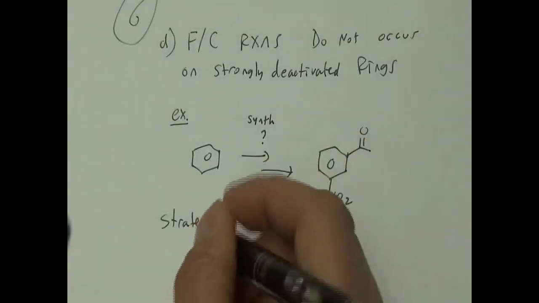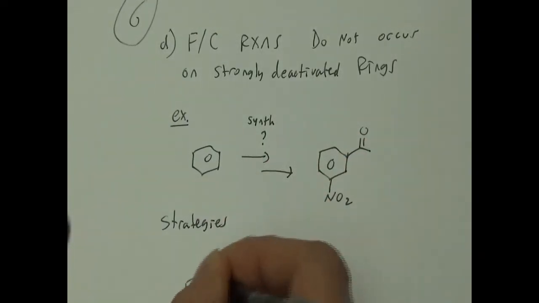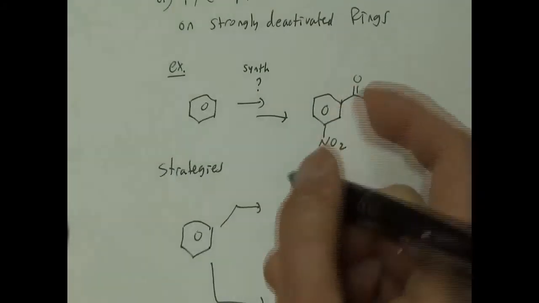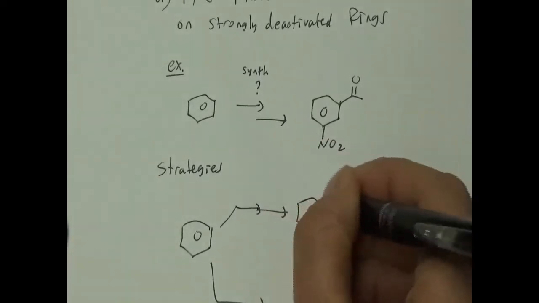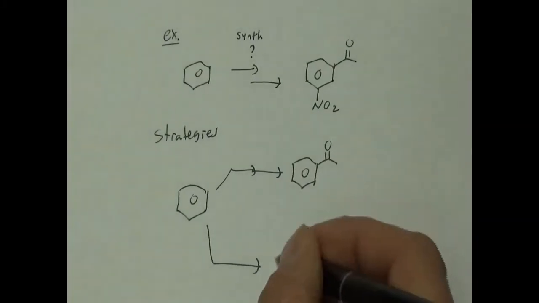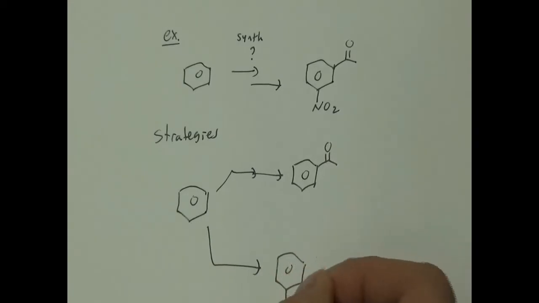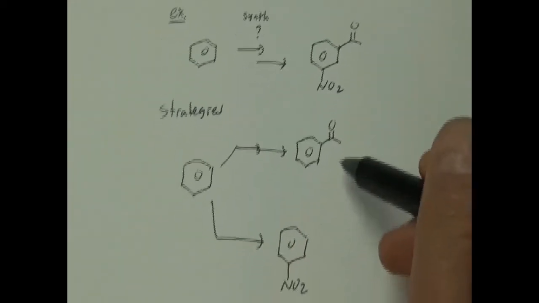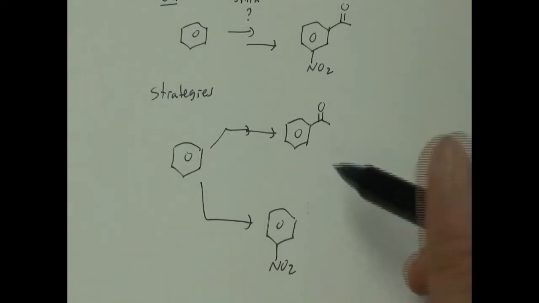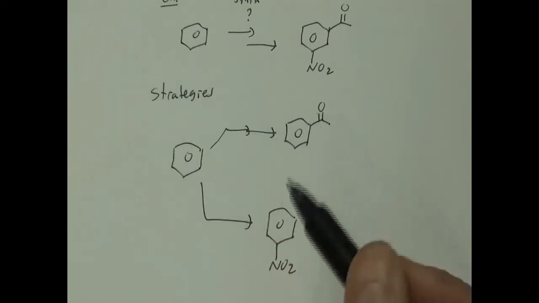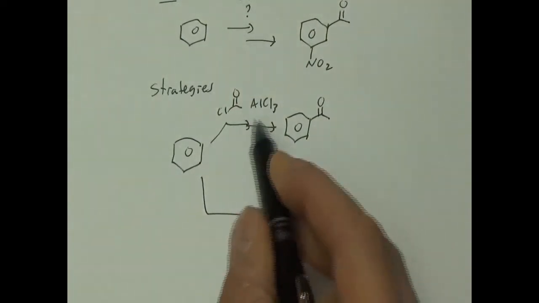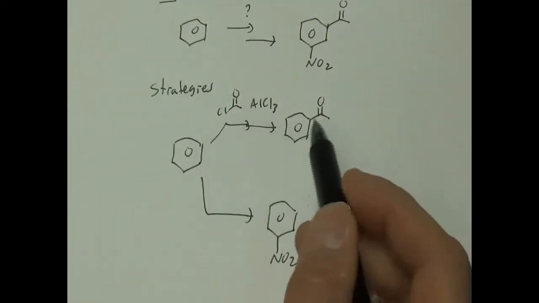So here's our two strategies. One is going to go this way, one's going to go this way. In the top one, I'm going to envision attaching the ketone first. In the bottom one, I'll envision attaching the nitro first, and I'm just keeping the orientation the same as the product, the way it's drawn up here. Alright, so what's the reaction to install a ketone? Well, it's acid chloride, AlCl3. That's the Friedel-Crafts acylation reaction, right?